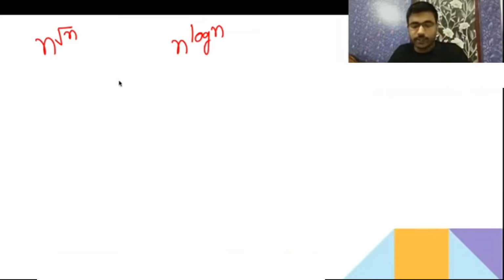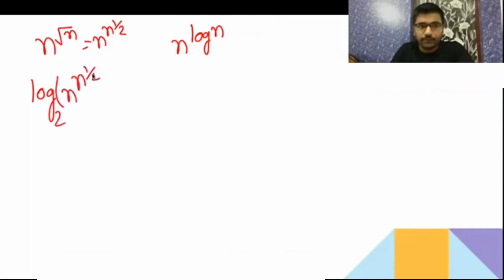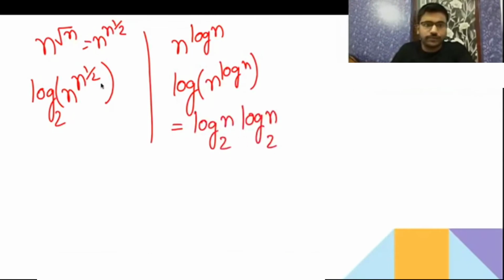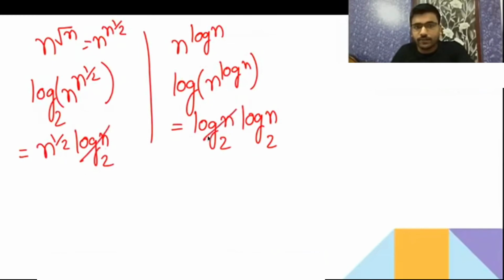So you can take log on both sides. You are going to get log of root n is half log n, and on the other side, log of n log n base 2 gives log n plus log log n base 2. Here you are going to get half of log n, then log n base 2. Now see, here is a common term, log n base 2, cancel it out. So it's root n and log n base 2.